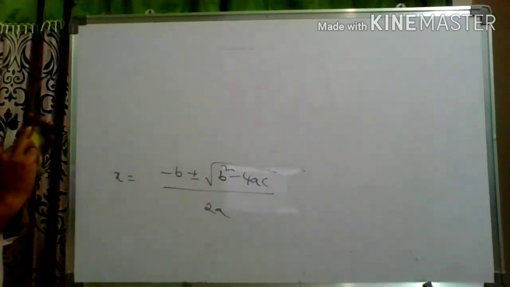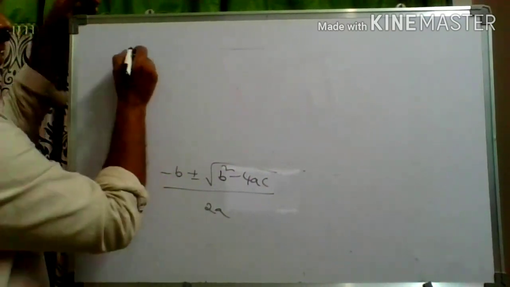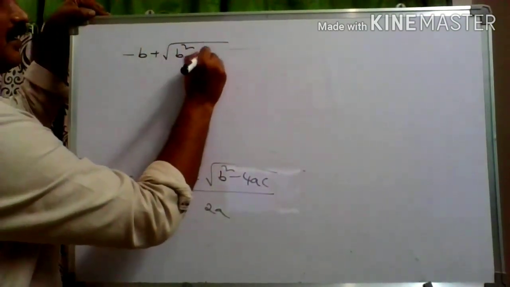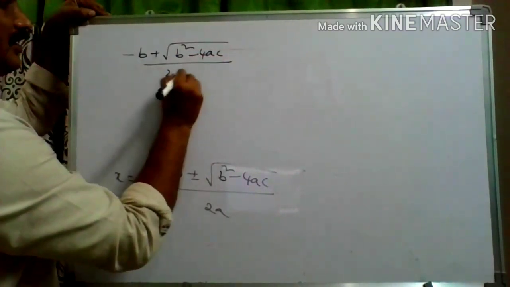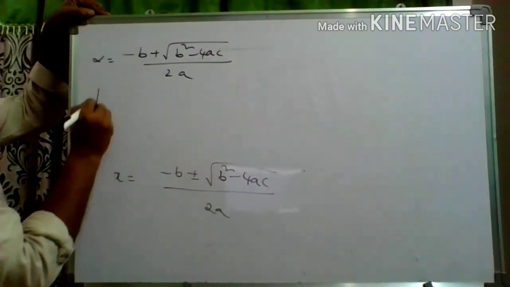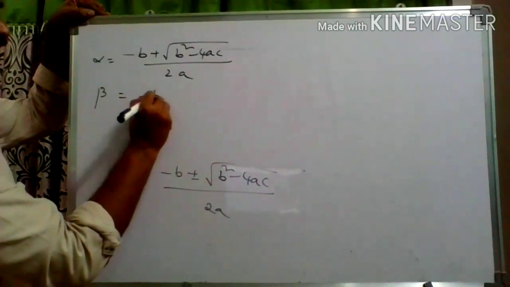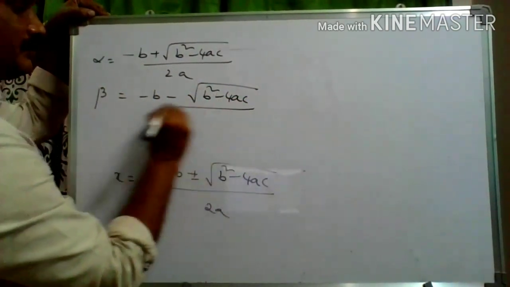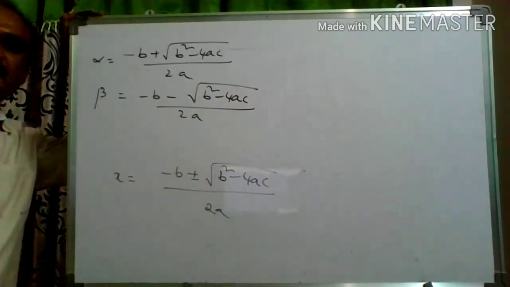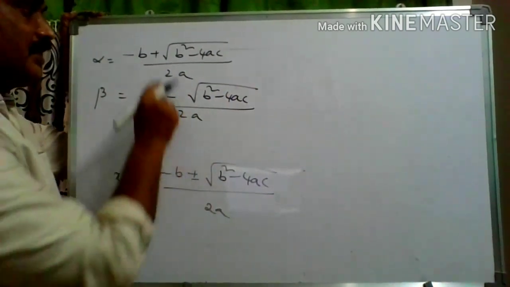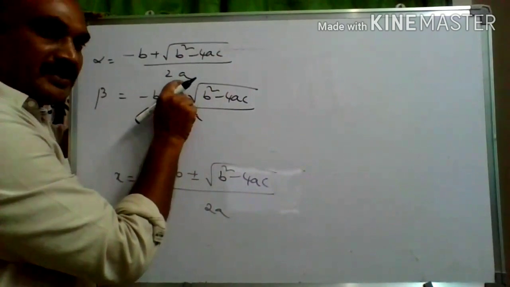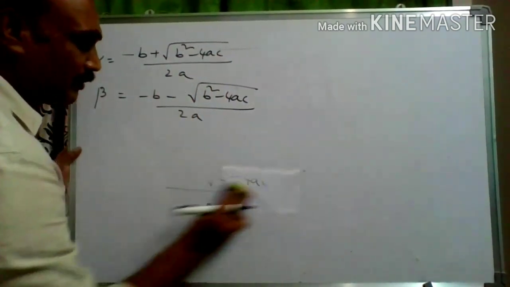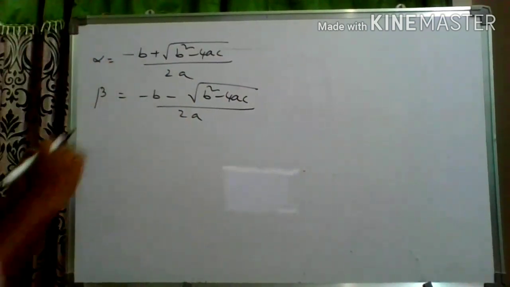So a quadratic equation has two roots. One root is minus b plus root of b square minus 4ac by 2a. This is alpha. Another root is beta. Beta is equal to minus b minus root of b square minus 4ac by 2a. So a quadratic equation has two roots: alpha is minus b plus root of b square minus 4ac by 2a, and beta is minus b minus root of b square minus 4ac by 2a.